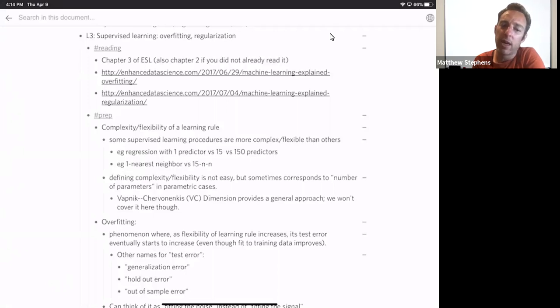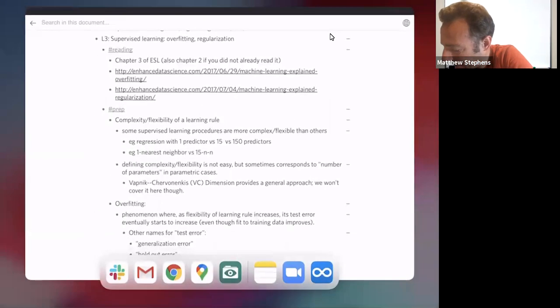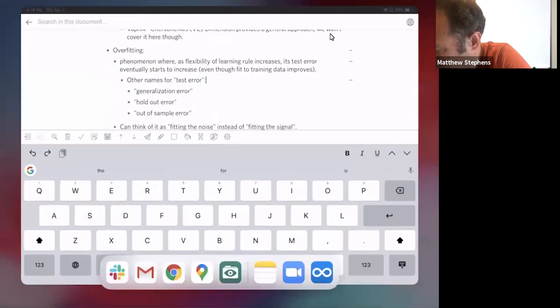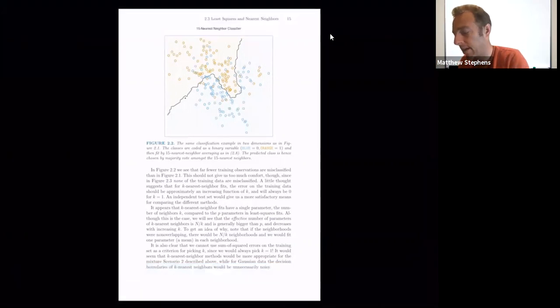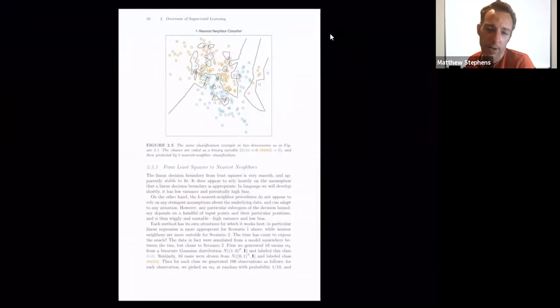If we look at this picture from The Elements of Statistical Learning, which we've seen before, this is the 15 nearest neighbor decision boundary, whereas this is the one nearest neighbor decision boundary. You can see the decision boundary is a lot more complex in some sense, and that's the sense in which the one nearest neighbor classifier has more degrees of freedom, if you like, or more effective degrees of freedom.